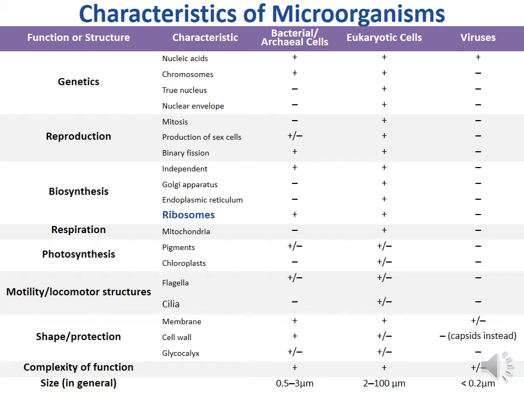Some bacteria have pigments that can allow them to be photosynthetic. Of course, the algae would be the positive over here for the chloroplasts and pigments in eukaryotic cells.